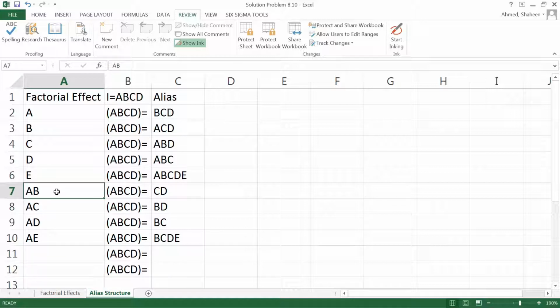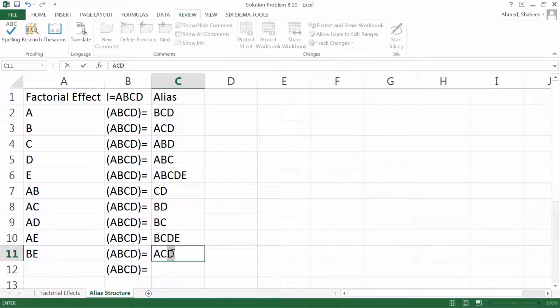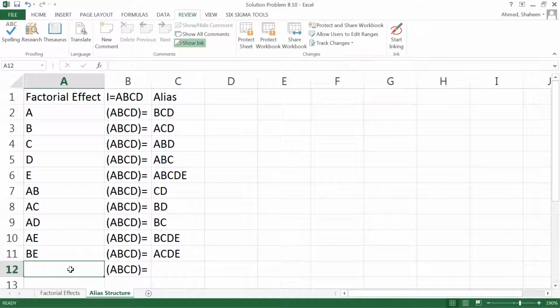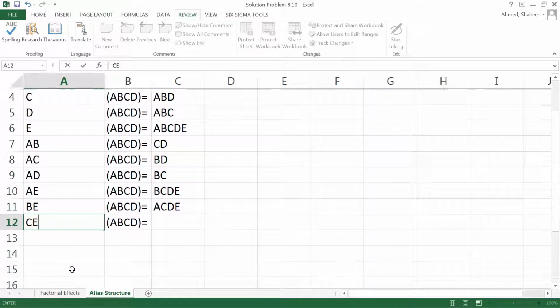And then we are done with A. Now I have to start with B, E. So if we do B, E, then B, C is done, B, D is done, so I have left B, E. So B, E would be, then just multiply B, E with that, B squared gone, so A, C, D, E. That's B, E. Now I have C, E left.